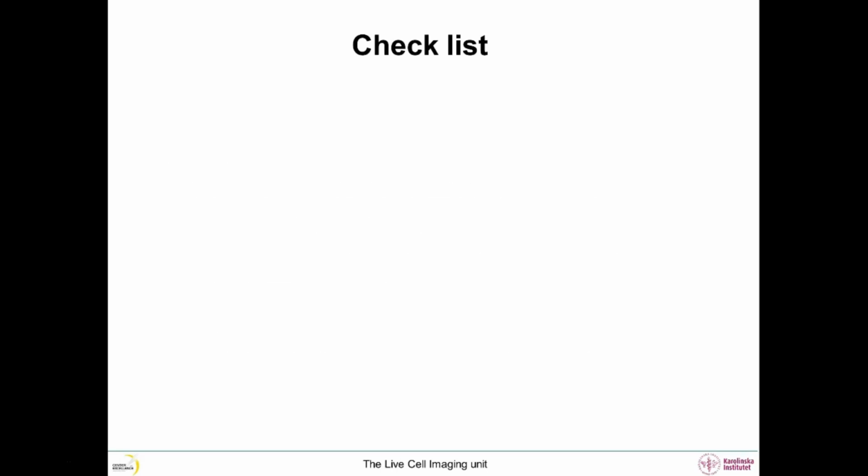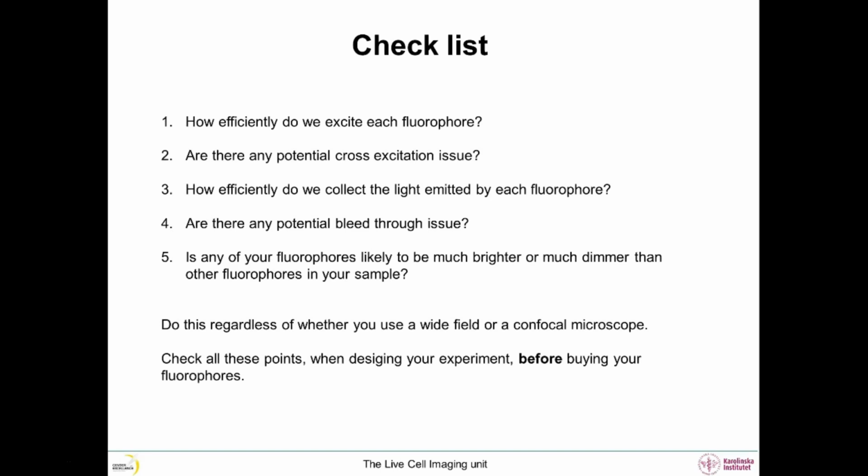Remember to check these 5 points every time you use a new fluorophore, or if you change microscope or microscope filters. How efficiently do we excite each fluorophore? Are there any potential cross-excitation issues? How efficiently do we collect the light emitted by each fluorophore? Are there any potential bleed-through issues? And is any of your fluorophores likely to be much brighter or much dimmer than the other fluorophores in the sample? Do this regardless of whether you use a wide field system or a confocal system.